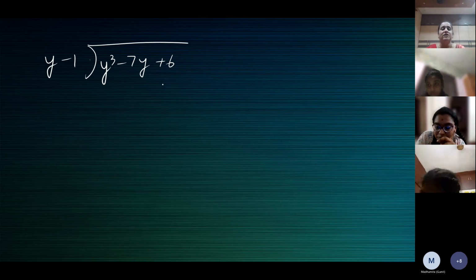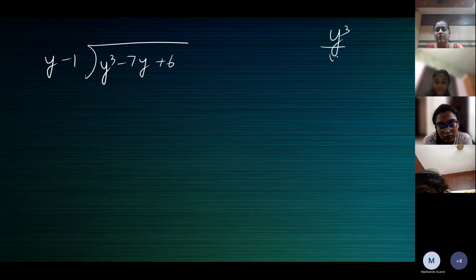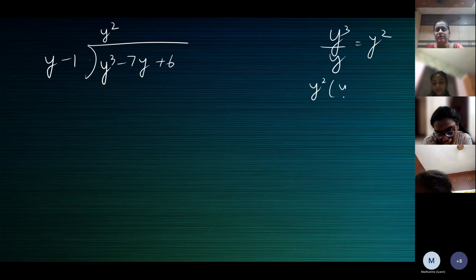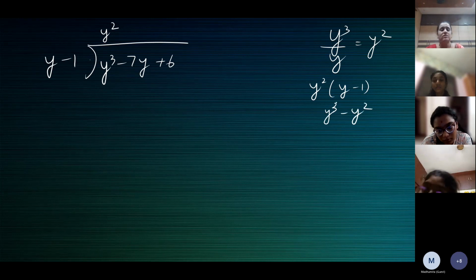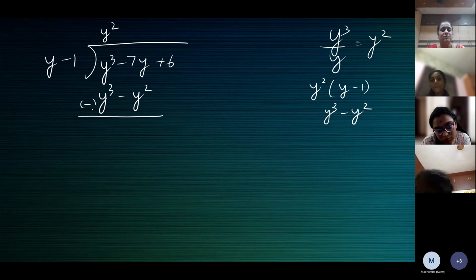Now what's the next step? Divide the cubic polynomial by that linear factor. So now you know the division. Y cubed divided by y is y squared. So you should write y squared here. And you must multiply y squared with y minus 1. What do you get? Y cubed minus y squared. So write that. Then change the signs. Minus plus. This gets cancelled.